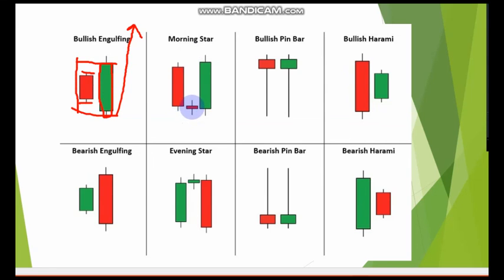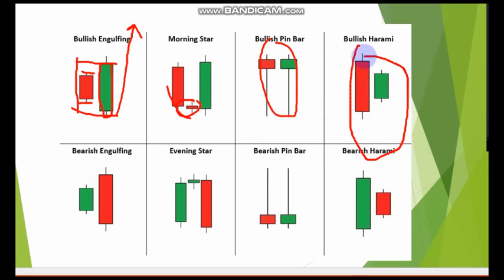You see the morning star. This is the morning star. This is a bullish pin bar. These are just chart patterns. You don't need to note them down as you see them, you just need to write them on a piece of paper, so that when you see them in your chart, you can identify them.